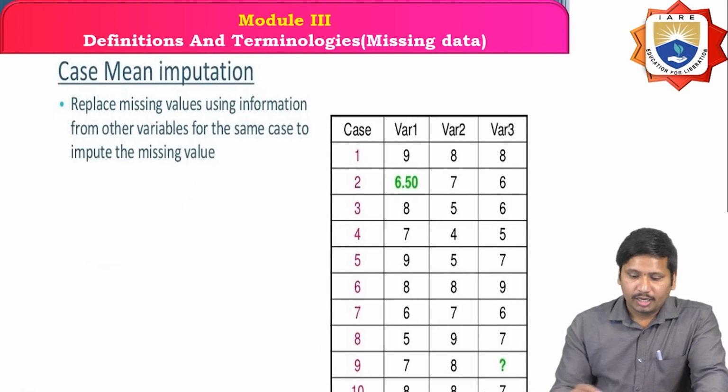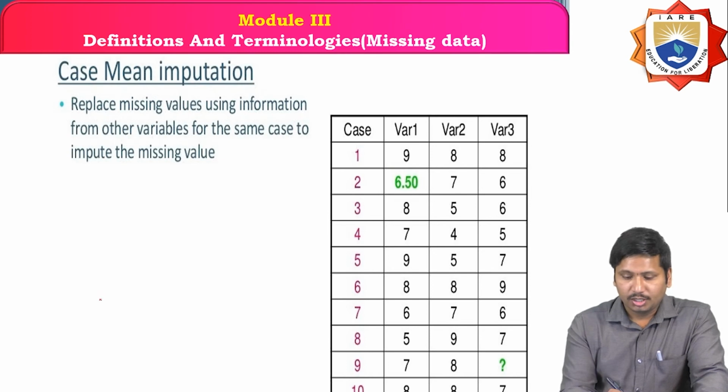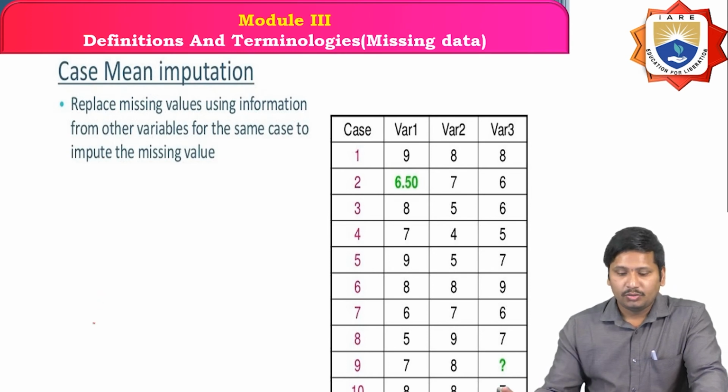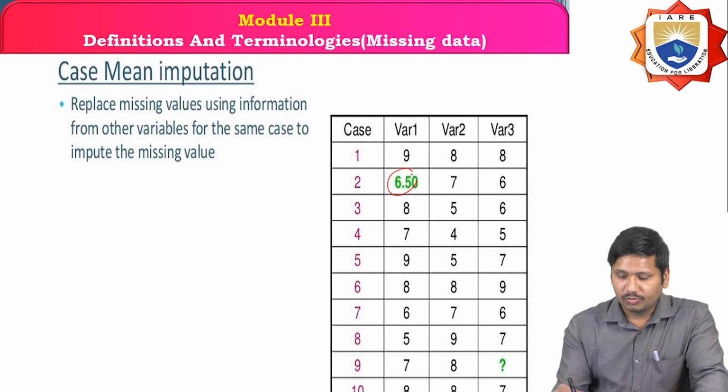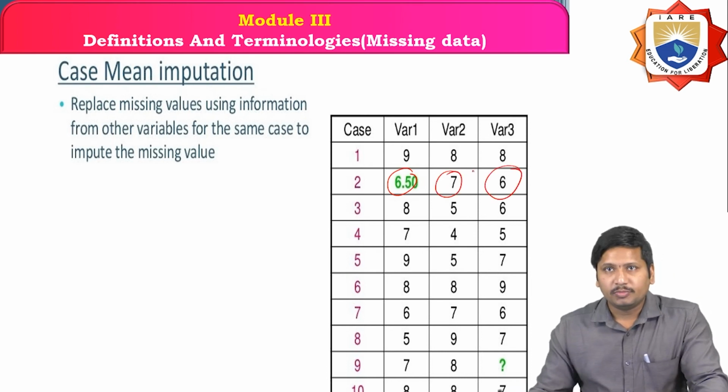The next question that may arise is: what is case mean imputation? Here you fill the missing values using information from the other variables for the same case to impute the missing value. So case mean imputation means you fill the missing values with the values of other variables where the data is missing. Suppose I can fill this one by taking either this value or this value. That is case mean imputation.